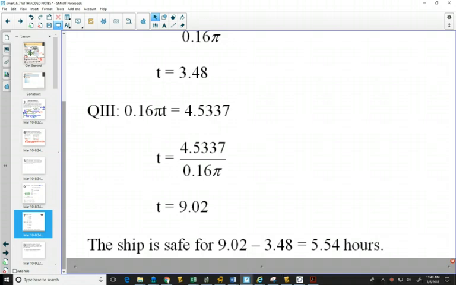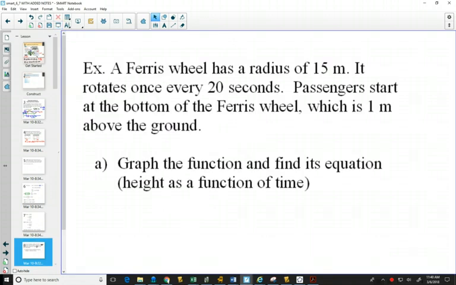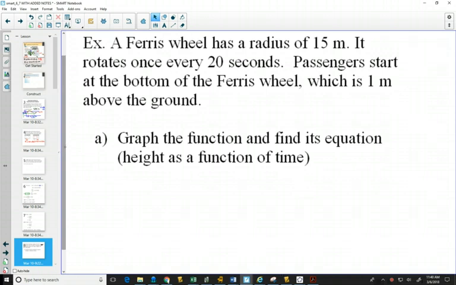All right, let's go to example 2. Example 2, you've got a Ferris wheel, a radius of 15 meters. So here's our Ferris wheel. It's rotating every 20 seconds. So just like the example that we saw at the beginning of class, we're going to have to draw a picture of this, draw a graph, and then find its equation. So let's start with our picture.